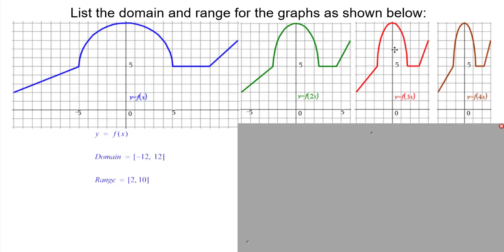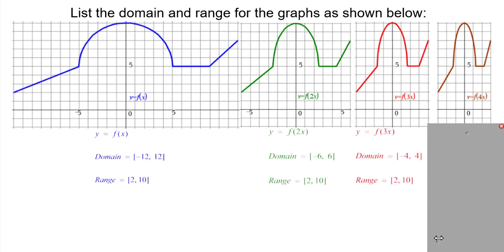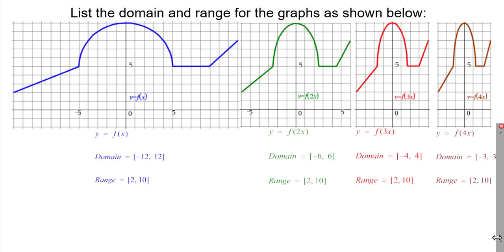So I'd like you to go ahead and list the domain and range for the rest of these three here to compare to this one. Press pause and resume when you're ready. Looking at the solutions for f of 2x, y equals f of 2x, the domain is -6 to 6, range is the same. For the red one, domain -4 to 4 inclusive, range is the same. And for f of 4x, domain from -3 to 3, range is the same.